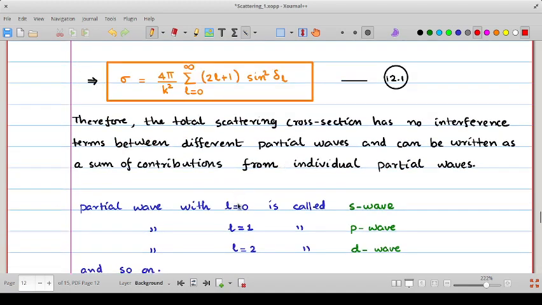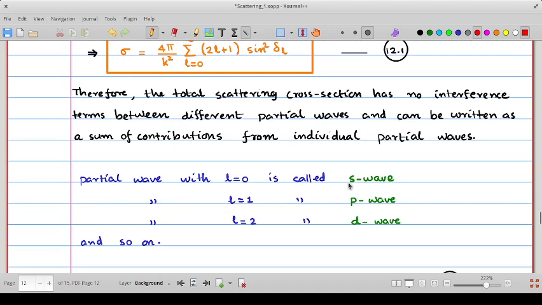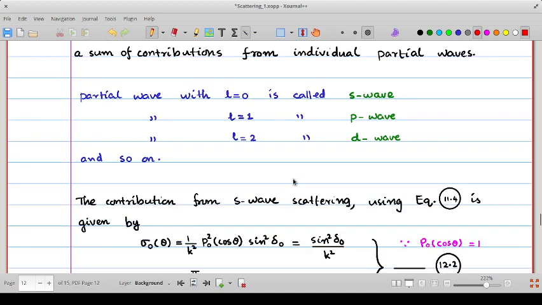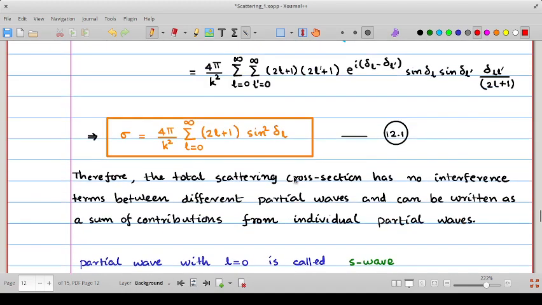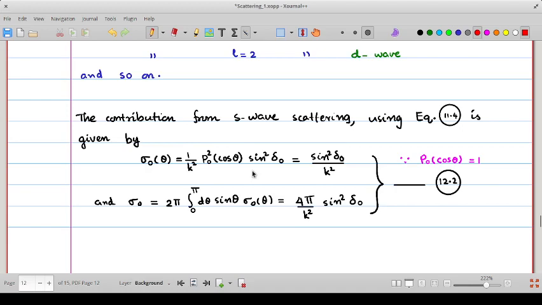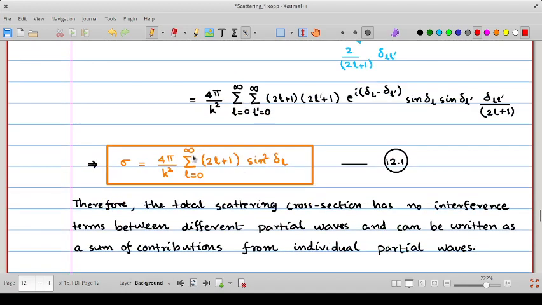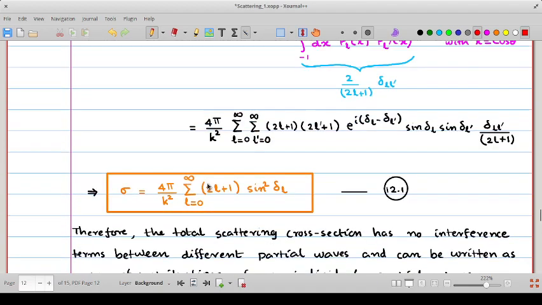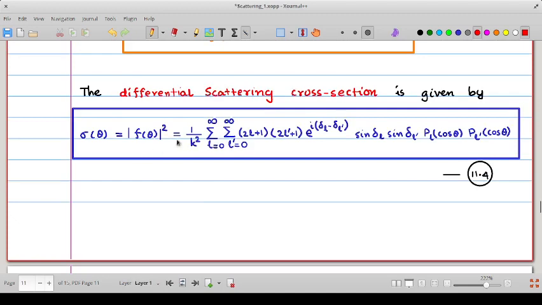Now a partial wave with L equal to 0 is called an S wave, L equal to 1 is called a P wave, L equal to 2 is called a D wave, and so on. So now let us explicitly write down the contribution from the S wave scattering. So we only consider L equal to 0. In that case, from this formula, we only consider L equal to 0.